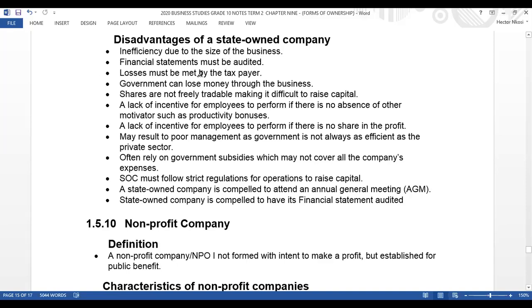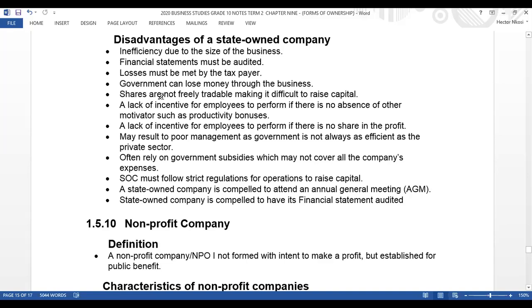Also, losses must be met by the taxpayer. Also, the government can lose money through the business. Also, shares are not freely tradable. It makes it difficult to raise capital. So it's not easy for you to trade shares, so it's going to be difficult to raise capital here, boys and girls.